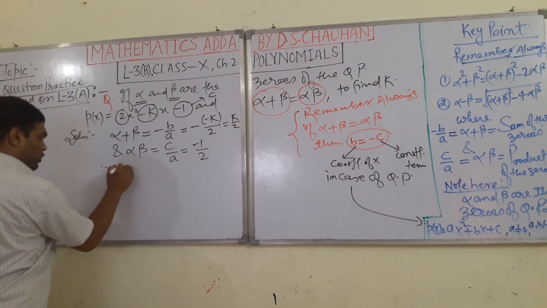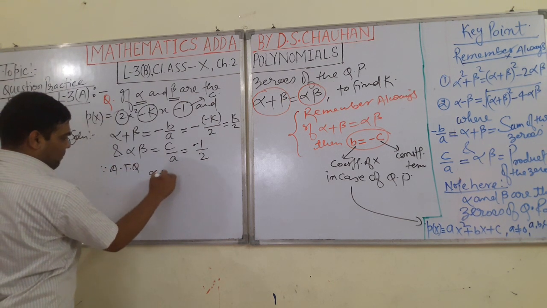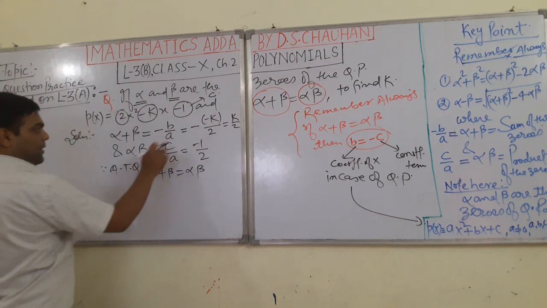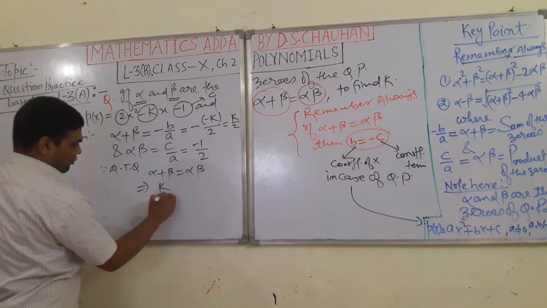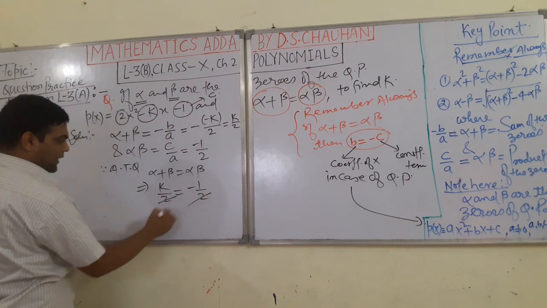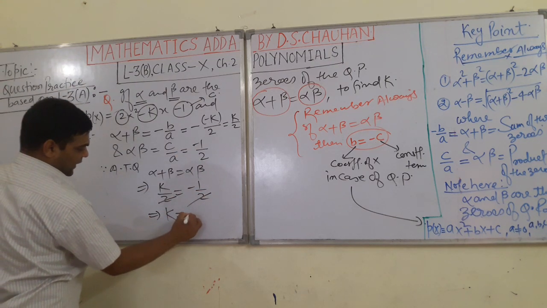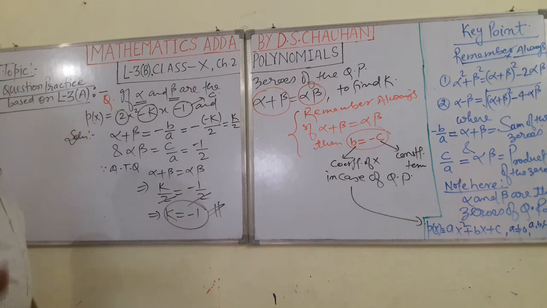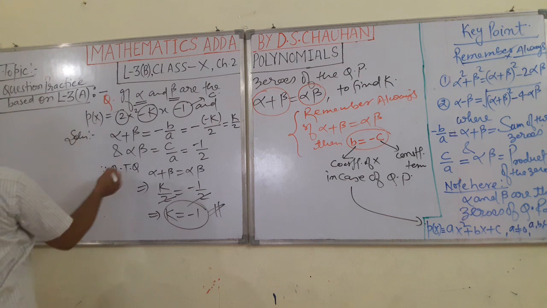Since according to the question alpha plus beta equal to alpha beta, alpha plus beta comes k by 2, and alpha beta is minus 1 by 2. Here 2 and 2 get cancelled. What do you have, students? k equal to minus 1. So this is the value of k. Students, this is one way of solving.